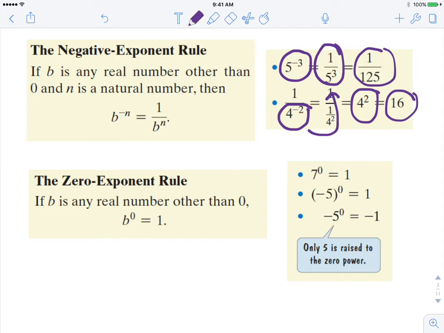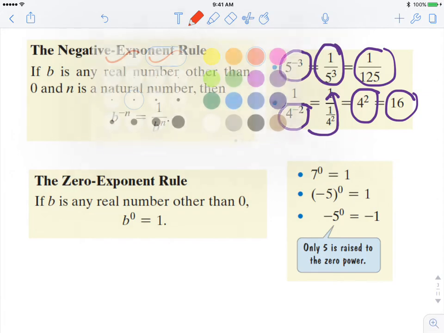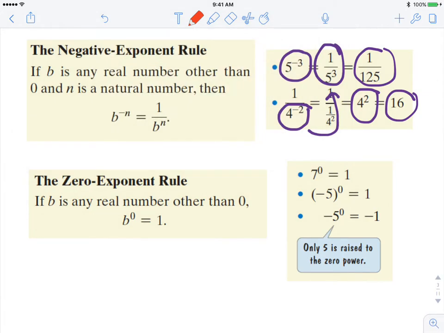The next rule is called the zero exponent rule, where we say anything raised to the 0 power is 1. So 7 to the 0 power is 1. Negative 5, notice that parentheses, raised to the 0 power is 1. Be careful on this third example. Because of PEMDAS, you're going to do the 5 to the 0 power first, which is 1, and then go back and multiply it by a negative. So be careful on that third example.